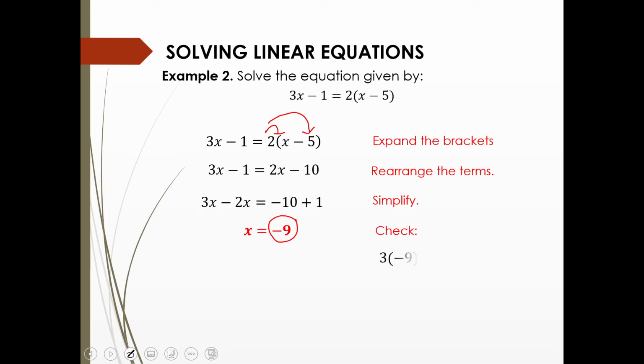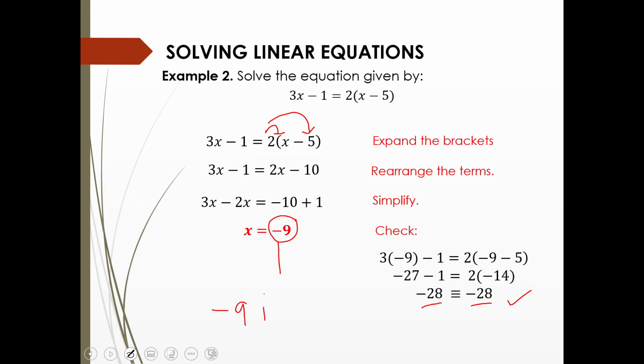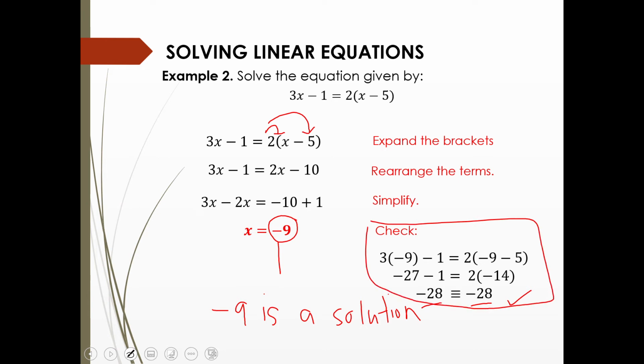So let's check, substituting the value of our x, which is minus 9. Upon checking, we obtain that the left side is equal to the right side. Hence, minus 9 is a solution. Again, you don't need to do this checking part. Here we just need to verify for some examples.